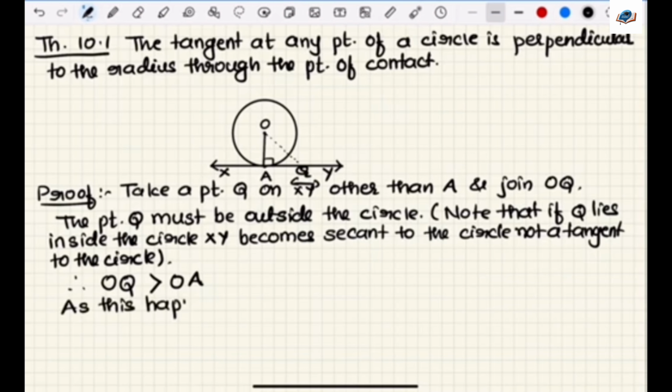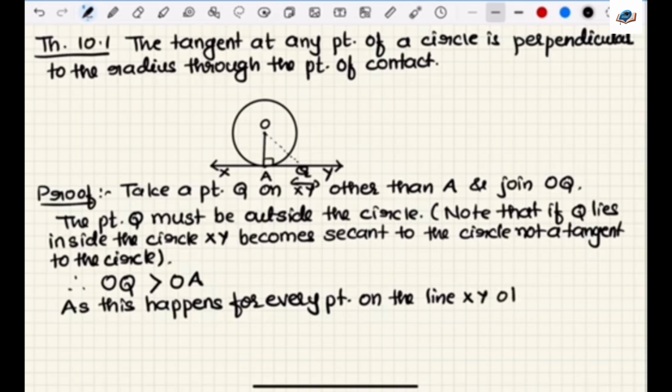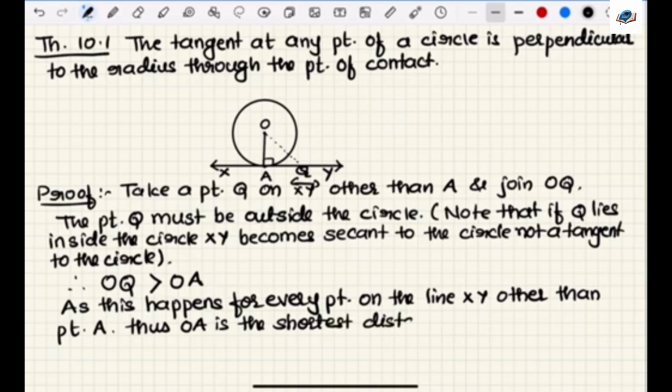As this happens for every point on the line XY other than point A, thus OA is the shortest distance between O and the line. Therefore, OA is perpendicular to XY.